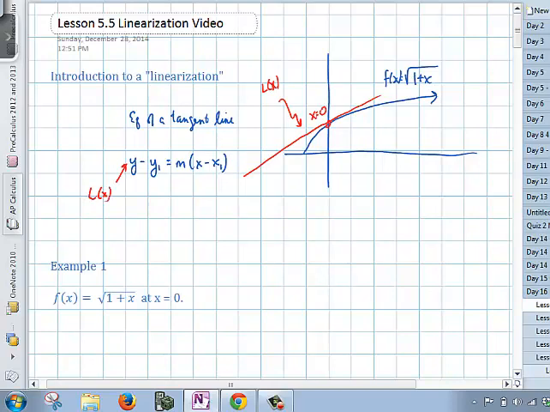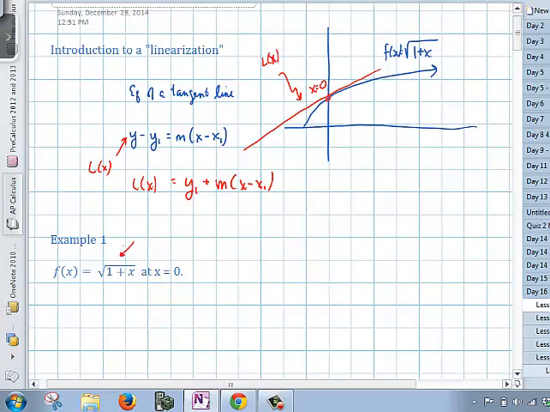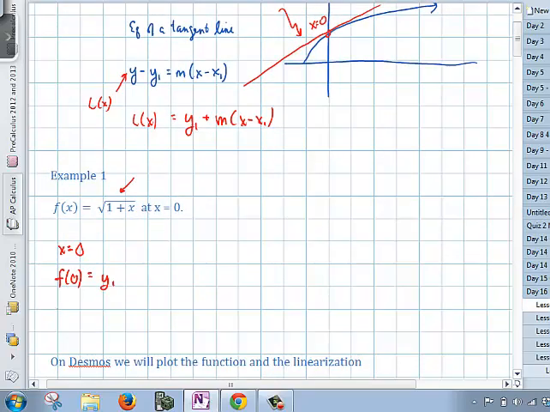It's basically just reforming this equation so that L of x is equal to, we'll call this y1, that's just the y coordinate, plus the slope times x minus x1. So what we need to do for this function is figure out our center point of the approximation, x equals 0. We need to find f of 0, because that would be what y1 would be equal to. And we need to find f prime at 0. That will be the equivalent of our slope.